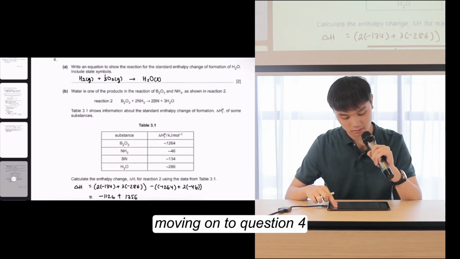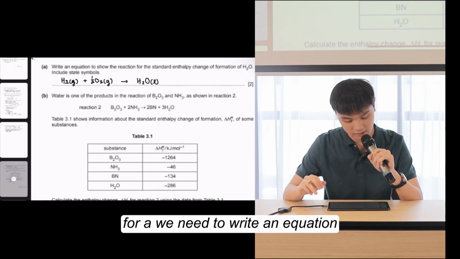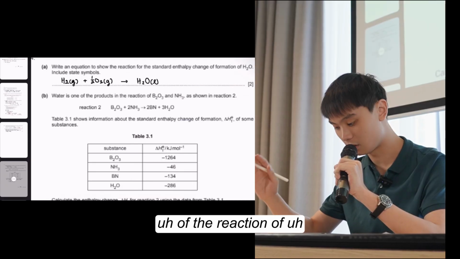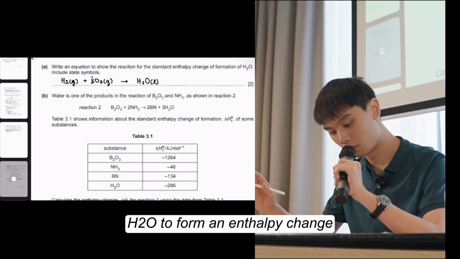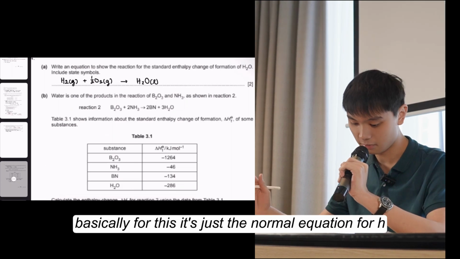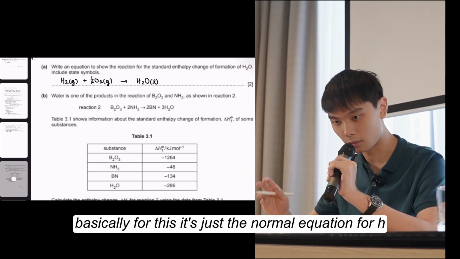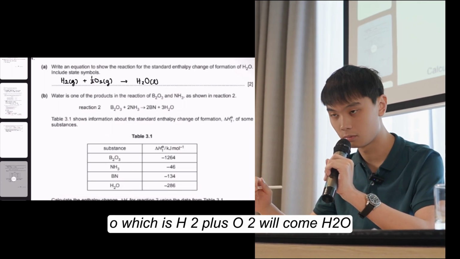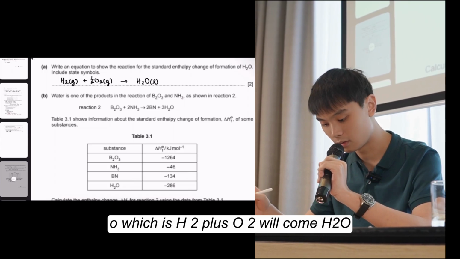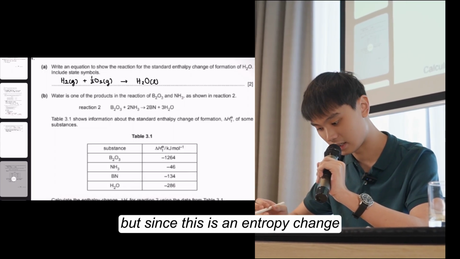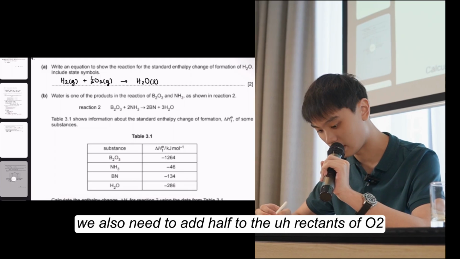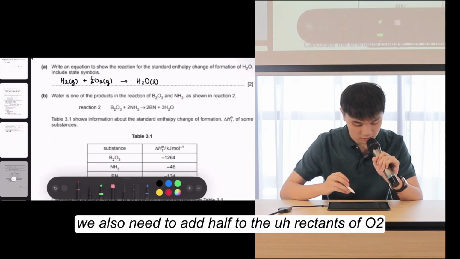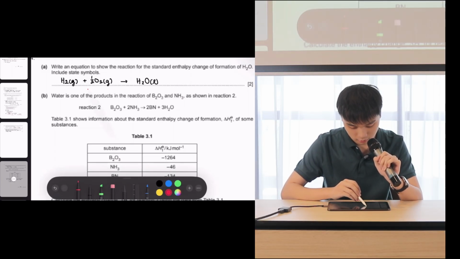Moving on to question 4. For A, we need to write an equation of the reaction of H2O to form an enthalpy change. Basically for this, it's just the normal equation for H2O, which is H2 plus O2 will become H2O. But since this is an enthalpy change of formation, we also need to add a half to the reactants of O2.